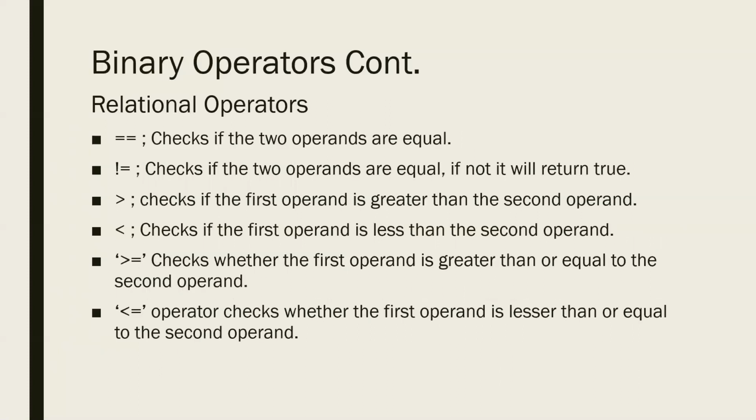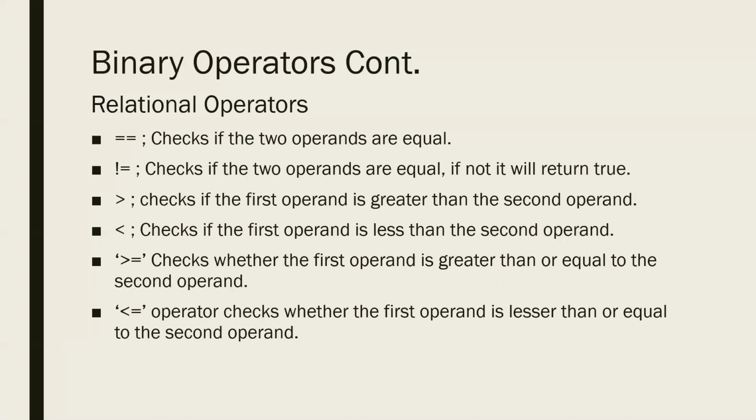Next are relational operators. The two equal signs check if two operands are equal. Exclamation point and equal checks if the two operands are equal, and if not, it will return true. The greater than sign checks if the first operand is greater than the second. Less than checks if the first operand is less than the second.